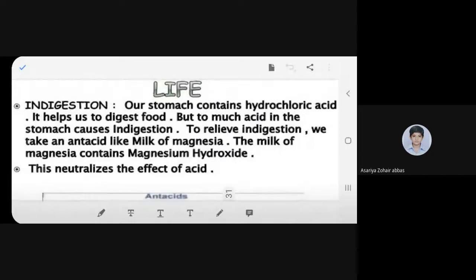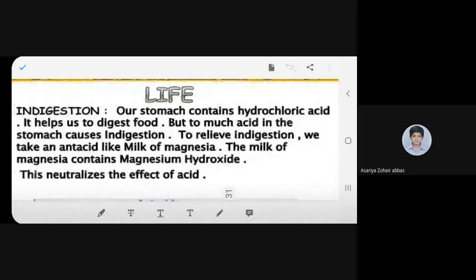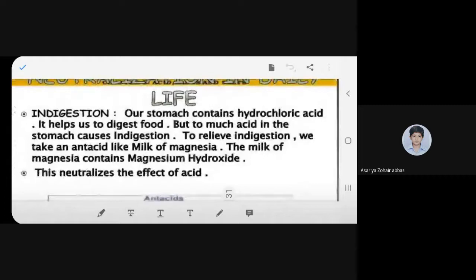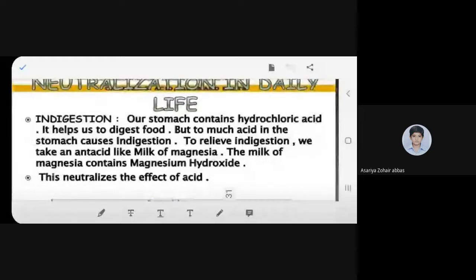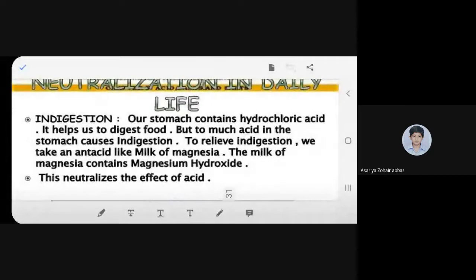Now you must have heard sometimes your parent or grandparent complaining that there's indigestion. The stomach is burning, it is hurting, there's a stomach pain, so you don't feel good, you don't feel like eating, you feel like vomiting. I hope you understand what I'm saying. That means there is too much acid in your stomach.